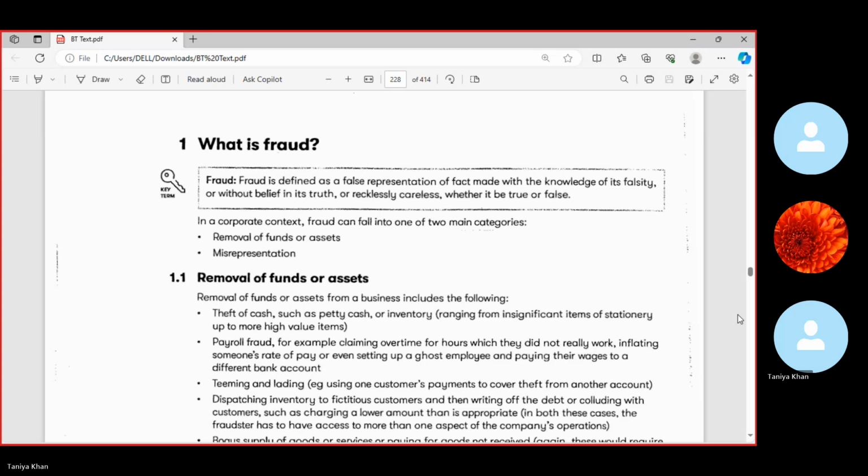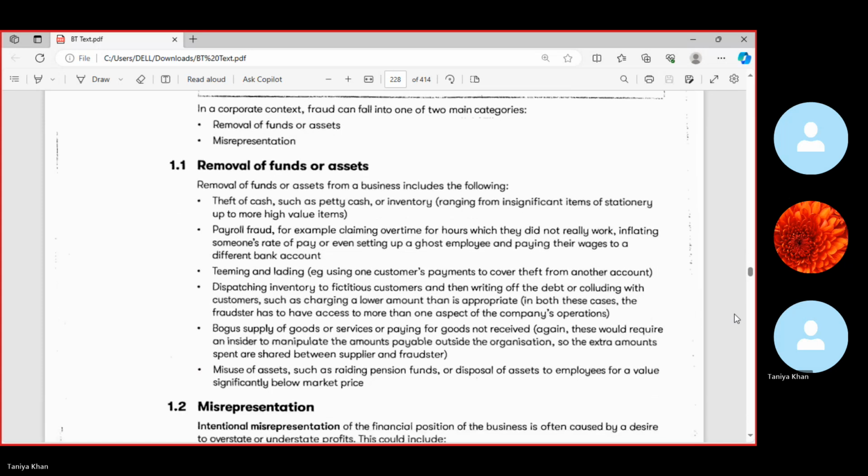Second is payroll fraud. This means claiming overtime for hours which they did not really work. Working hours are from 9 to 6, but the manager shows that two or three employees have worked overtime, even though they have not. Why? Because payment for overtime is more than for normal time. In this way, they can commit fraud. Clear?